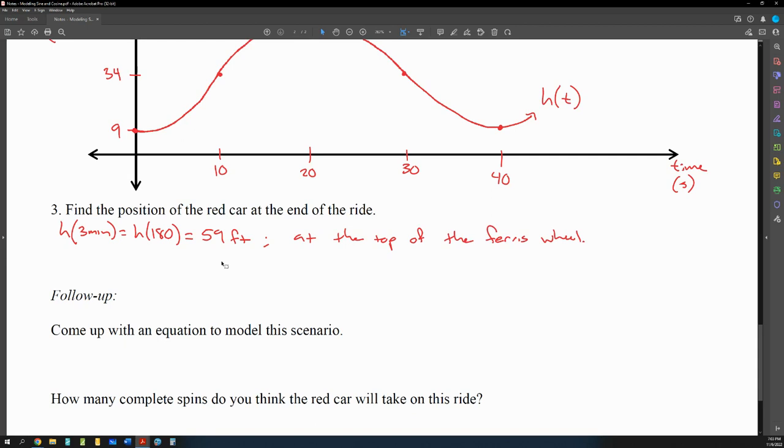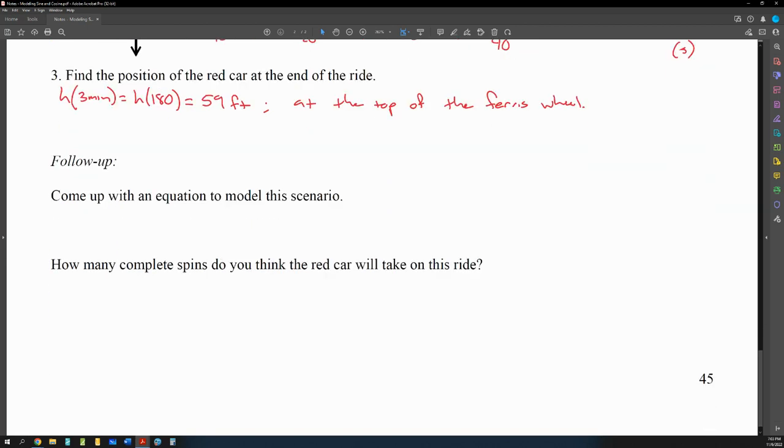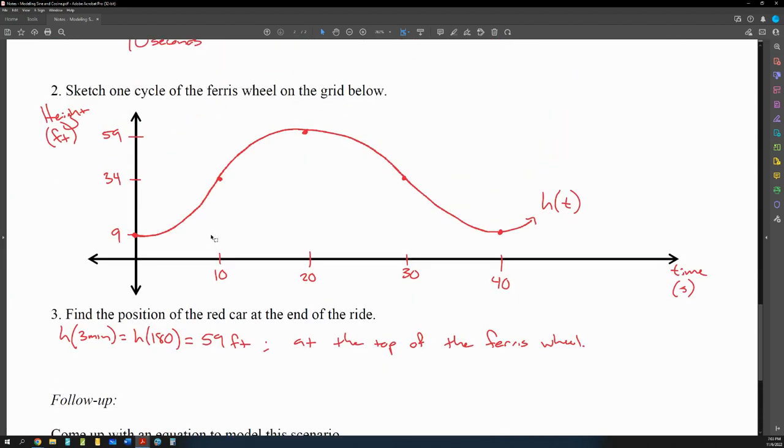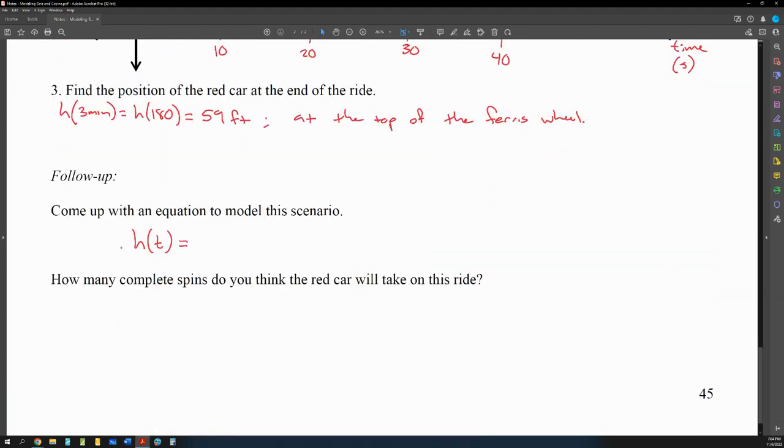Okay. Let's see if we can model this using an equation. Again, we're going to write this as a function, the height as a function of time. So h of t is equal to, well, we'll start with our amplitude, our a value. To find our amplitude, remember it is max minus min divided by 2. So max is 59 minus our minimum of 9 is 50, divided by 2 is our amplitude, 25. Amplitude is max minus min over 2. So we have 59 minus 9 over 2, 50 over 2, or 25.